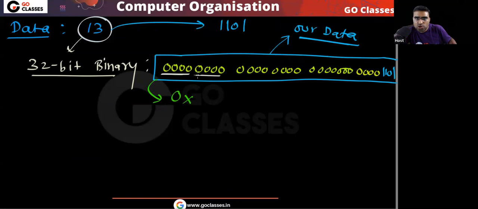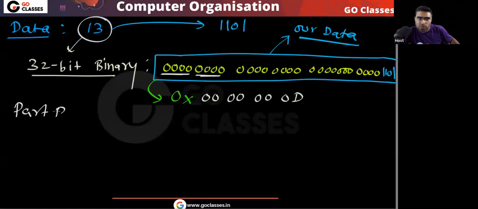This is your 0, 0, and so on. So in hexadecimal, this will be like this. Finally it will be 0 and this will be D. Yes or no? So this is your hexadecimal. Now tell me the answer for part B.